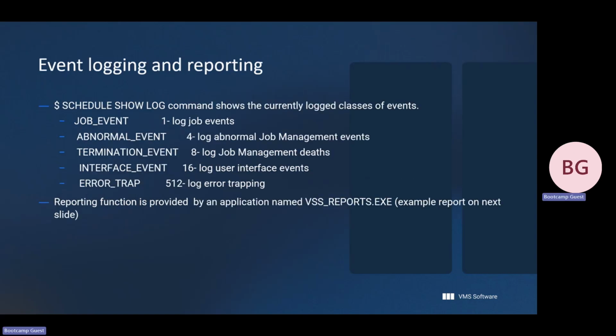Event logging and reporting. The schedule log basically shows you the currently logged classes of events, and there are many, many more classes than these. These are the defaults. A job event is what you think it is. Some abnormal event, we have defined what abnormal events are inside the software. A termination event basically is job management deaths. Basically, if the process itself dies.